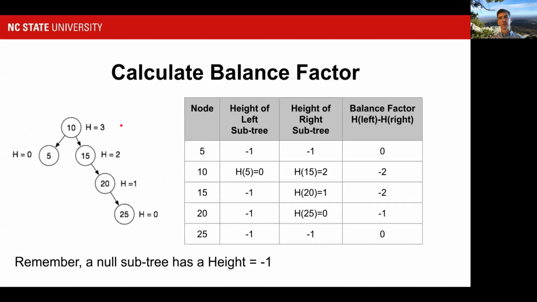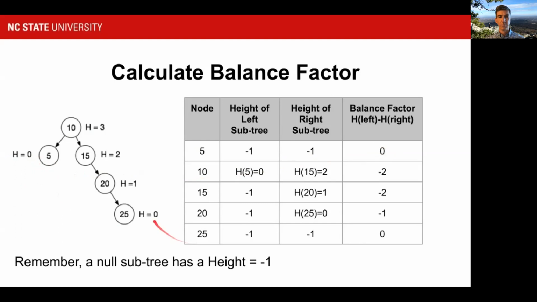Okay, so let's calculate some balance factors. So let's start with node 5. Node 5 here is the first entry in my table. So the height of the left subtree, if we look at its left side, there's nothing there, there's no child, so by definition, it's -1. Likewise, on its right side, it has no subtree. So by definition, the height of the right subtree is -1. Then we subtract these two, left minus right, to get the balance factor. So in this case, the balance factor is 0. And that makes sense. It's a leaf node. There's nothing beneath it, so it's balanced. It by itself is balanced.